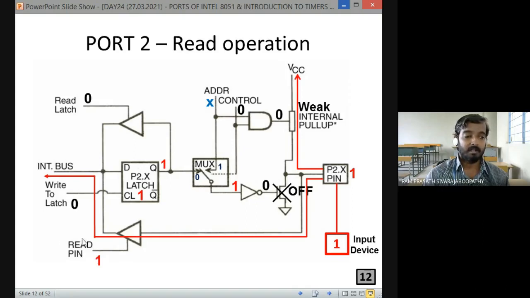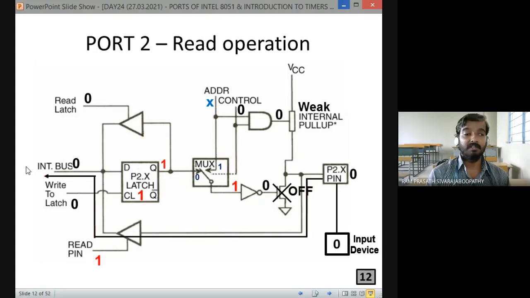Fine. So the read pin signal goes high. So the buffer is getting enabled. So that input is getting into the internal bus. So we are having logic 1. Fine. Suppose the input device is going to give logic 0, what is going to happen? Yes, logic 0 will get into the internal bus. That's it. Fine. So that's all about the read operation.